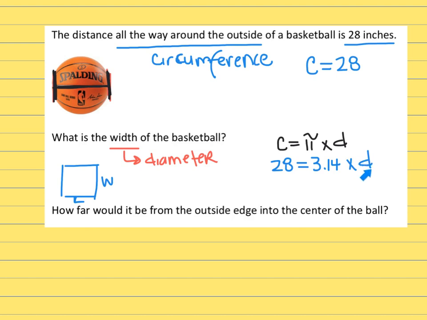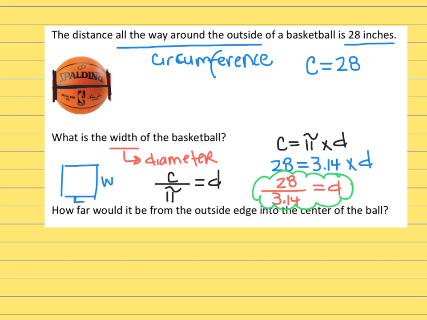So in order for me to isolate diameter and it to just tell me its length or width, I'm going to have to do the opposite of multiply. I need to divide. So the way I'm going to write that is 28 divided by 3.14 equals diameter. And again, if all you had to do was put the symbols, I'm going to put C divided by pi equals diameter.